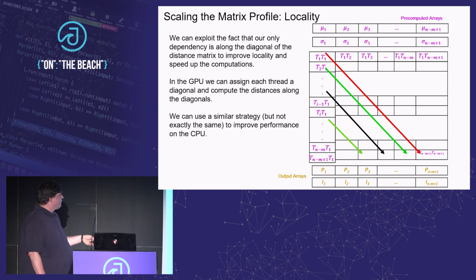So we have this computation along the diagonals now instead of row by row, right? And in the GPU, you can have a separate thread do each diagonal, and that improves your locality and your caching, because you have these pre-computed arrays, and you're only accessing pieces of them that are local during your computation along the diagonal. And on the CPU, you can use a similar strategy. It's just not quite the same.